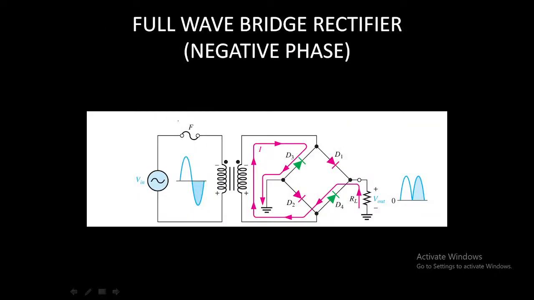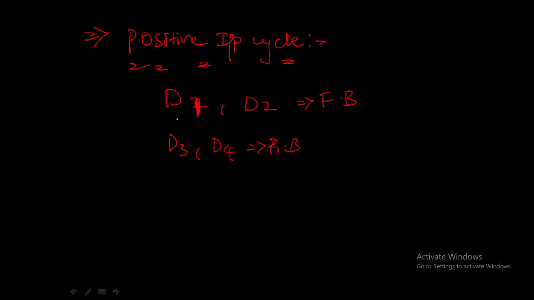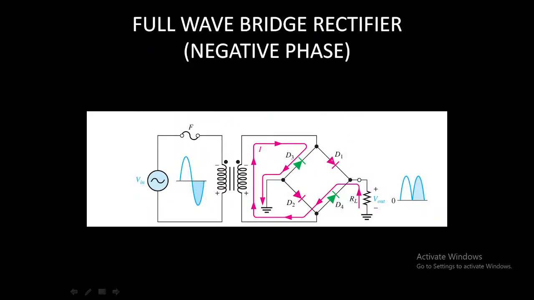What happens in the negative input cycle? When the negative input cycle occurs, the diodes which were acting as forward biased, D1 and D2, will now act as reverse biased. D3 and D4 will act as forward biased, and D1, D2 will act as reverse biased.